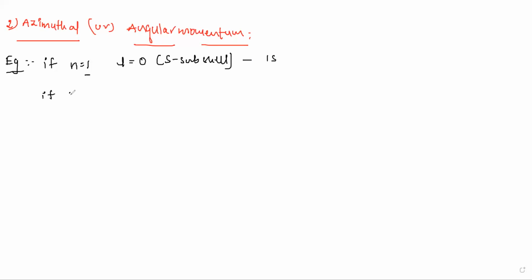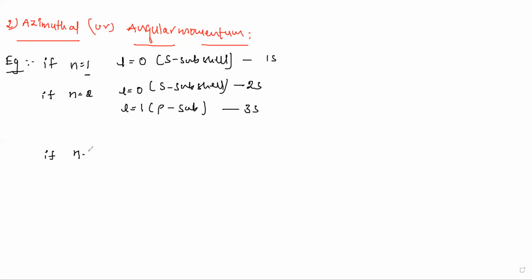If n is equal to 2, the possible L values are L is equal to 0 and L is equal to 1. If L is equal to 0, s subshell, and if L is equal to 1, p subshell. And it belongs to the second shell, that's why this is 2s, and this is 2p. Same like that.